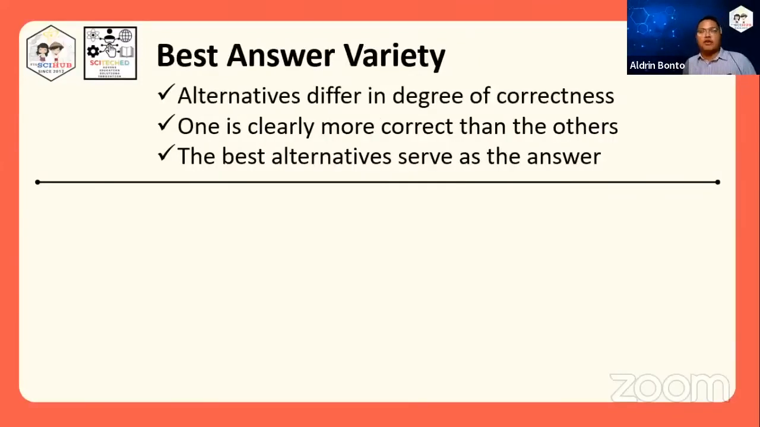Another variety of multiple choice type of exam is the best answer. So it has alternatives that differ in degree of correctness. Technically, all of them are correct. There's just a degree of correctness. One is clearly more correct than the others. And the best alternative serves as the answer.